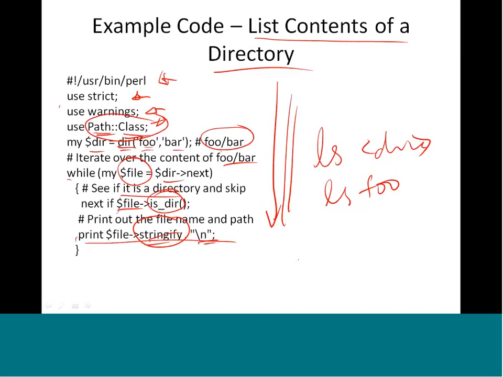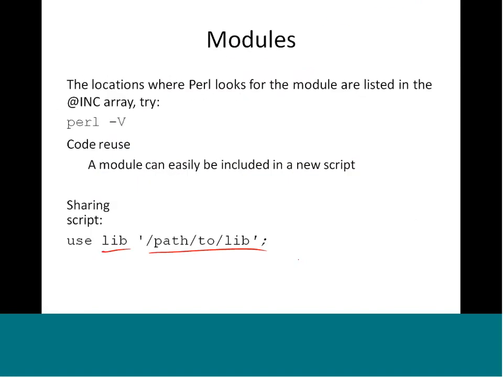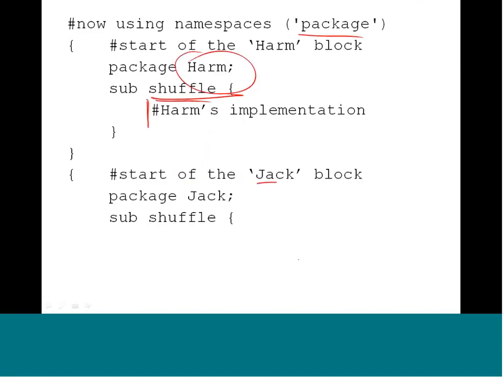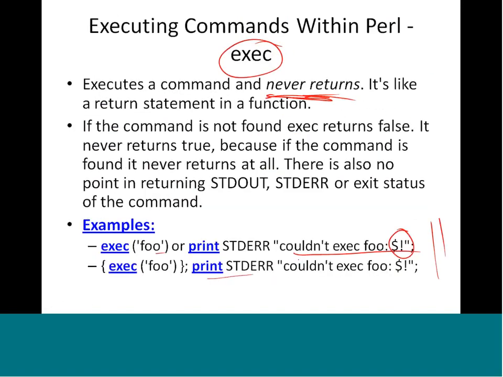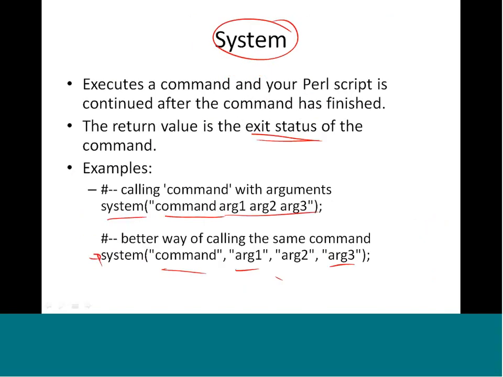So let me just recap this whole session for you. We started by talking about how to execute commands inside of Perl using three main methods. One is exec, which is not very useful because it executes a command and then it exits. So you can put it as the last command. If you want to send an email, you can execute the email command and then just come out. Then we also looked at system.